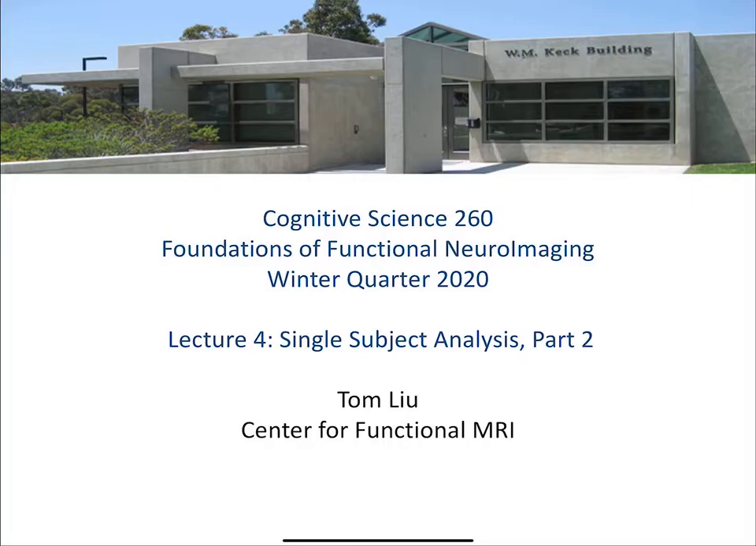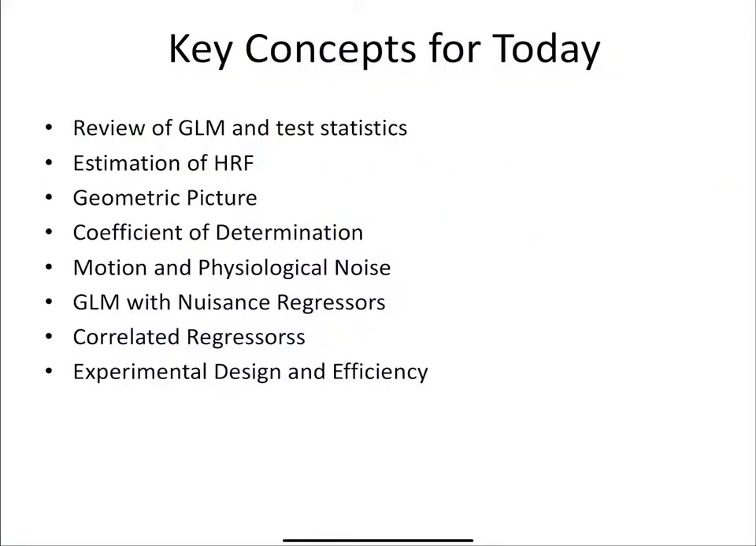All right, if not, so today what we're going to do is review a little bit of what we covered last time and then move forward to look at estimating the HRF. We're also going to start introducing a geometric picture that is sometimes useful for understanding what all these statistics are doing. And then we're going to spend the bulk of the lecture talking about nuisance regressors. Okay, everything that's not the signal and how we deal with that.